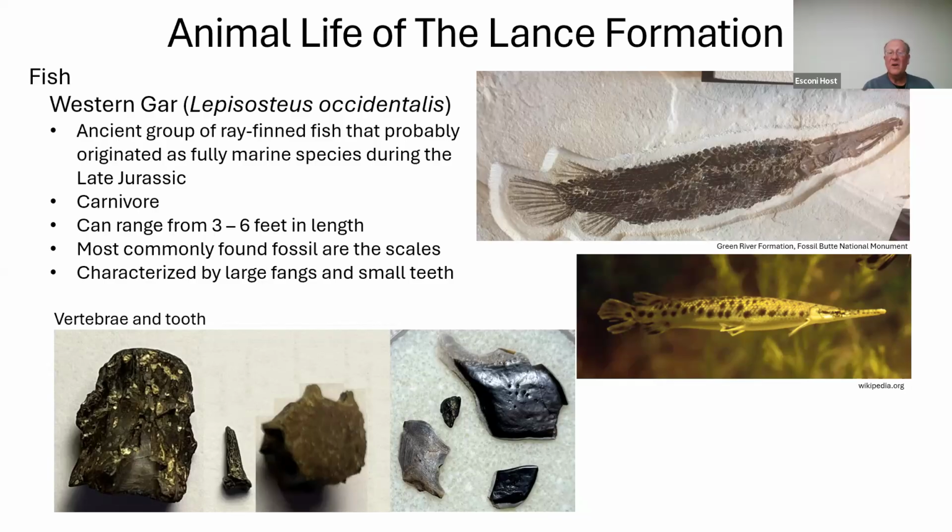I have found scales near Baker, Montana that were over an inch in size, so those had to be from 6 feet long fish. They're the most common fossil found, that is their scales. They're characterized by long fangs. As you can see in the picture, there is one of the teeth, and they also have many small teeth.